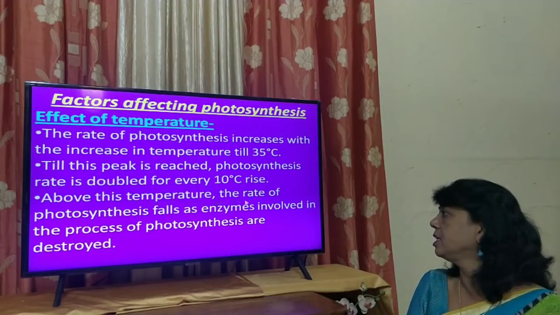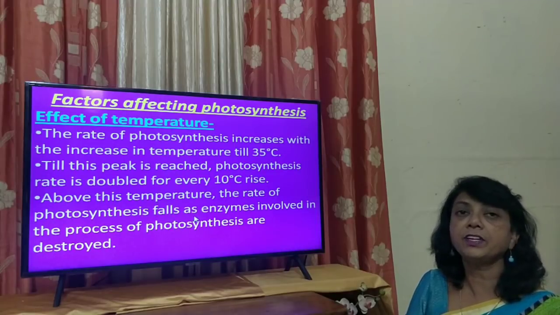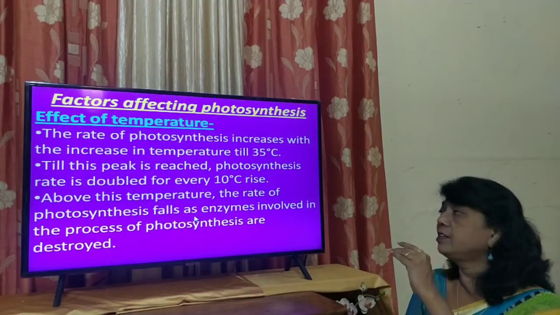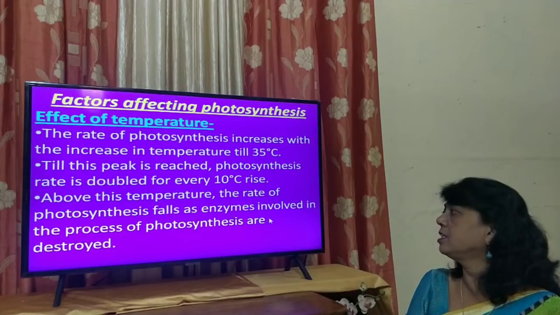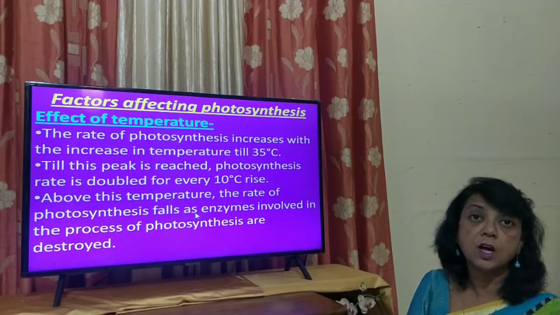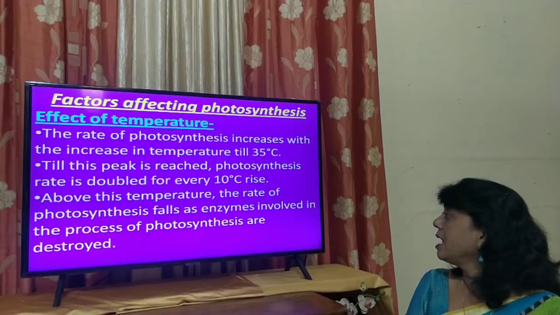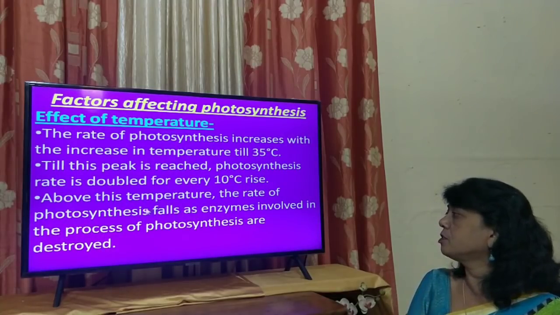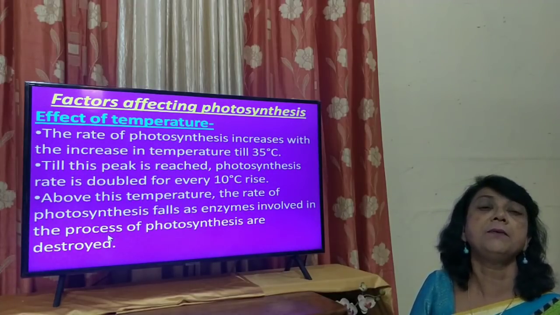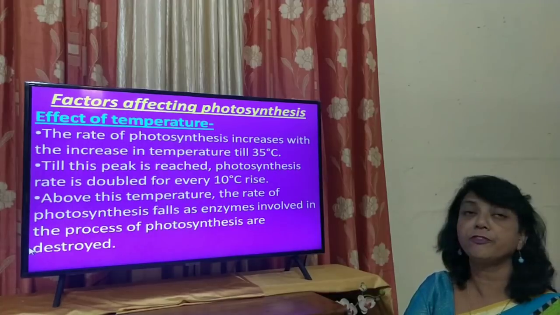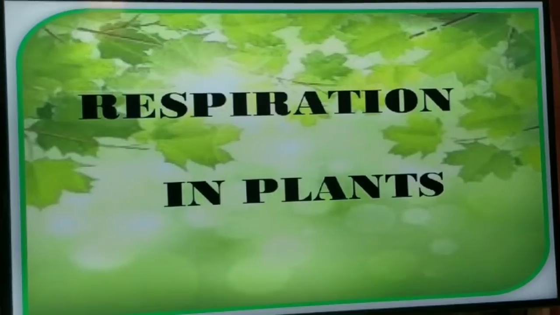Above this temperature, the rate of photosynthesis falls. Now after that it levels off when it reaches 35 degrees Celsius. Above this temperature, the rate of photosynthesis falls. Why does it fall? It falls because the enzymes involved in the process of photosynthesis are destroyed, as they become denatured. So the rate of photosynthesis also decreases.